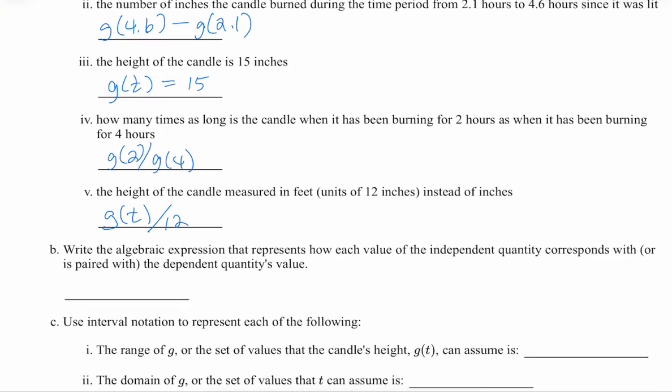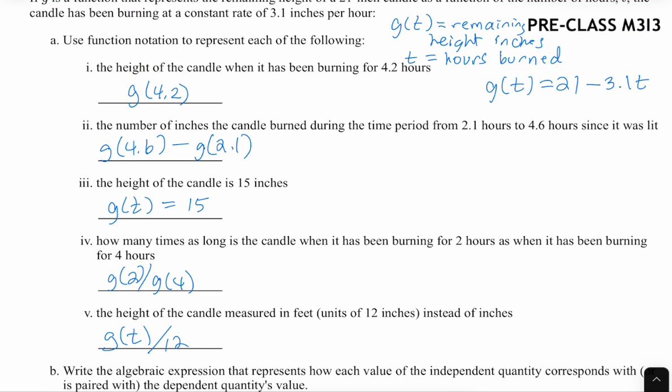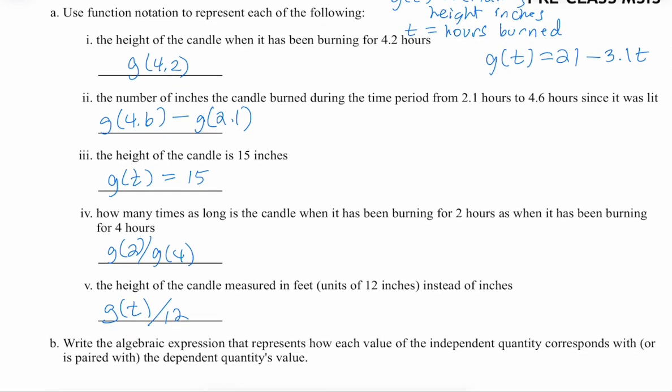Okay. Now in B, it says, write an algebraic expression that represents how each value of the independent quantity corresponds with the dependent quantity's value. So they just want the formula, but not the whole formula. They just want the expression part. So remember what I wrote right here? They just want this portion. Now, please make sure you're accounting for the fact your numbers and my numbers might not be the same.